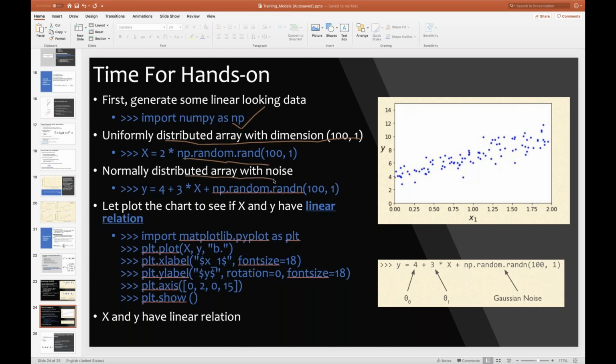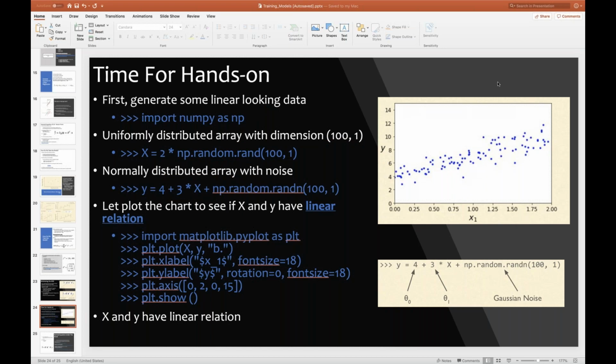Now, a normally distributed array with noise. With noise is nothing but I am giving y equal to 4 plus 3 times x. Again, what is this y and what is this x? Just understand y is equal to mx plus c. You remember the formula, right? I'll show you that. The constant value. Yeah. So we are talking about that one, right?